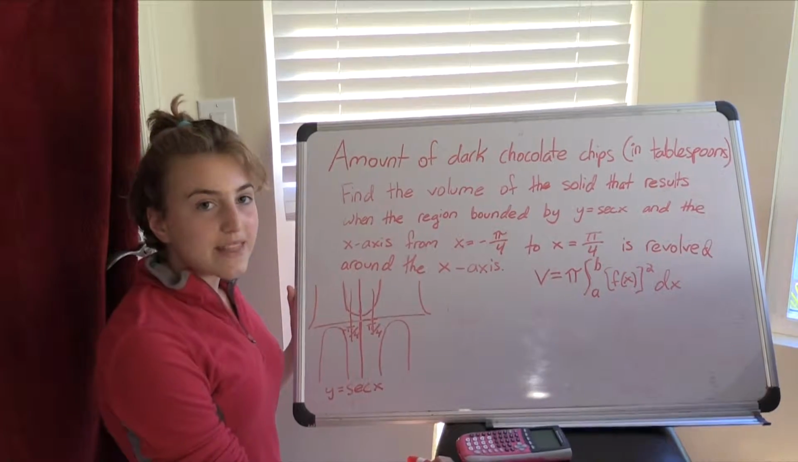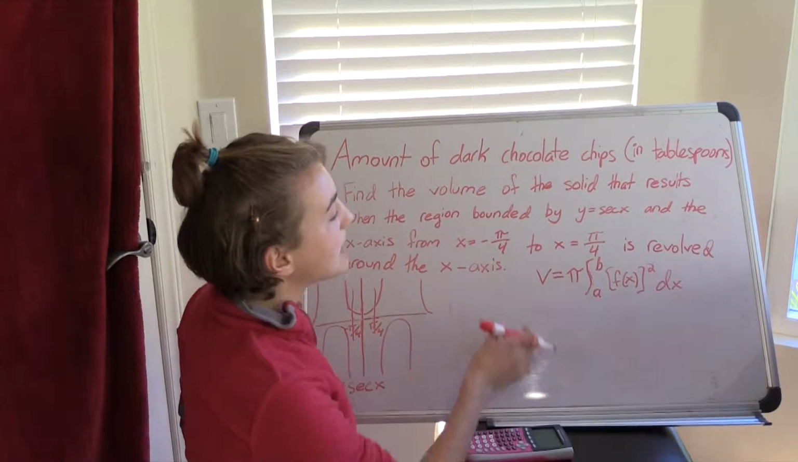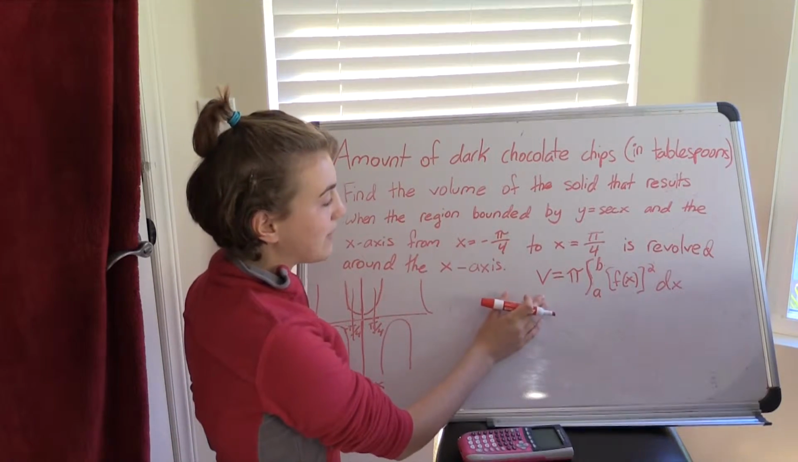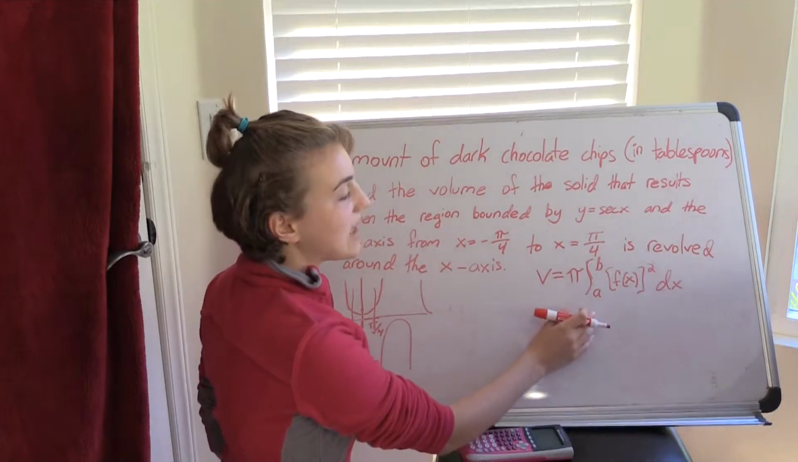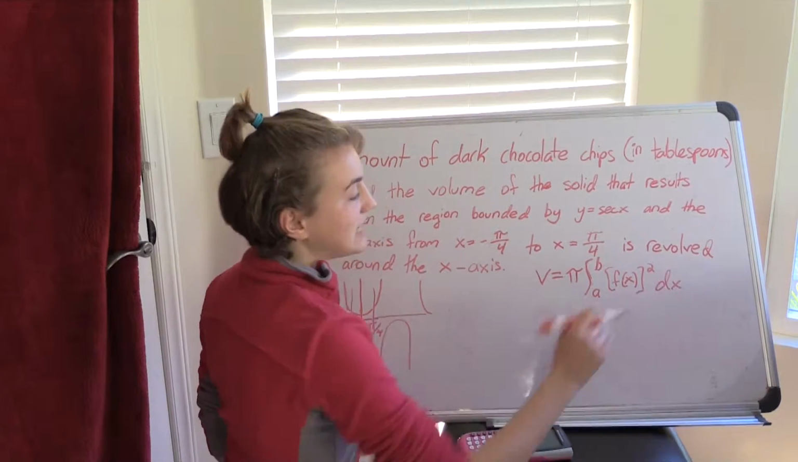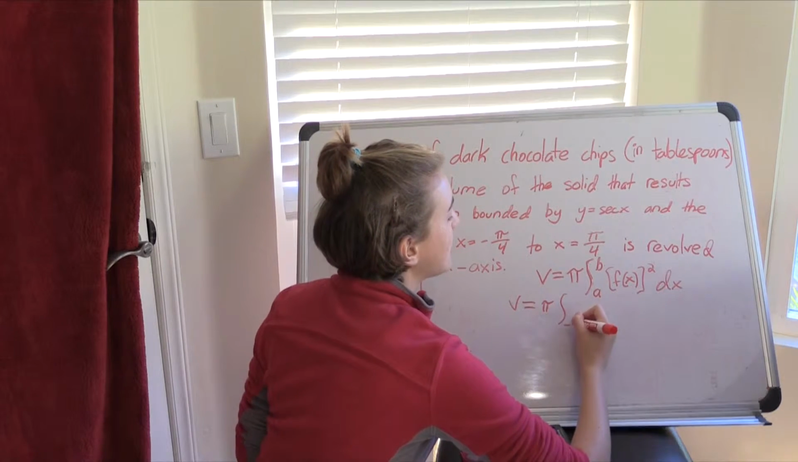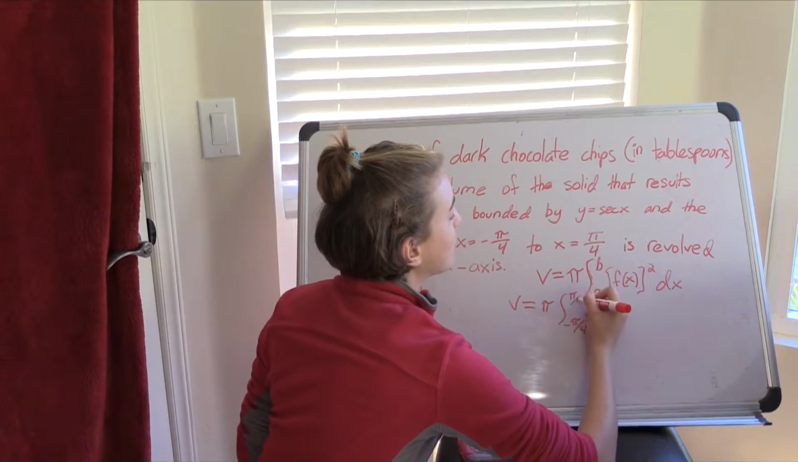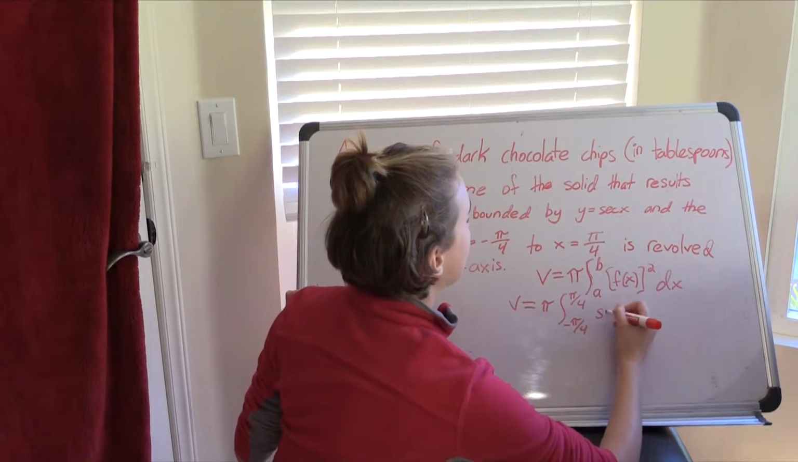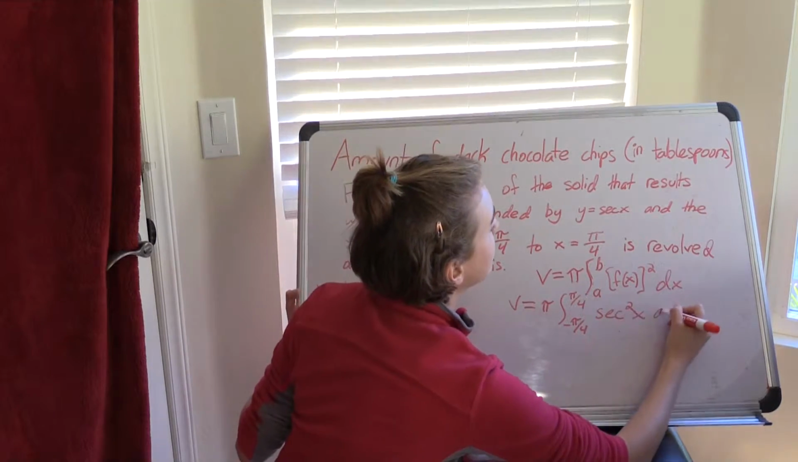And we're going to use the disk method to revolve the solid around the x-axis. And so the general equation for using the disk method is volume equals pi times the integral from a to b of f of x squared dx. So we're going to plug in our numbers. So volume equals pi, and our a is negative pi over 4, and our b is pi over 4. And then f of x is secant x, and since it's squared, we're going to do secant squared x dx.